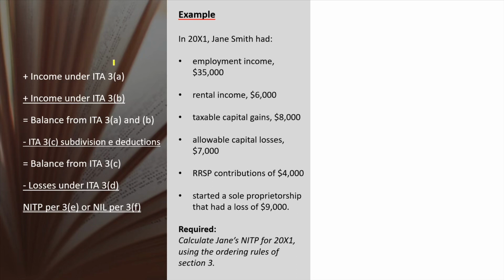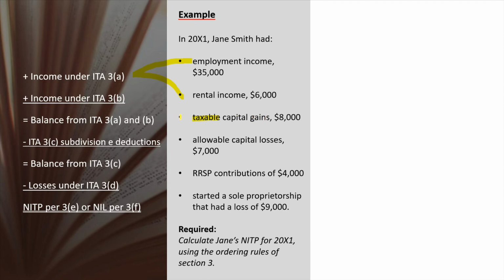Before we go any further, I find it very useful for us to identify what we're looking at. Employment income is a subdivision A issue, and it's income from a source of employment. So that would probably be dealt with in 3A. Rental income, and that's income from property essentially, so that would also be dealt with in 3A. Taxable capital gains, this is a number that is already at 50% because it's a taxable capital gain, not just a capital gain of 8,000.